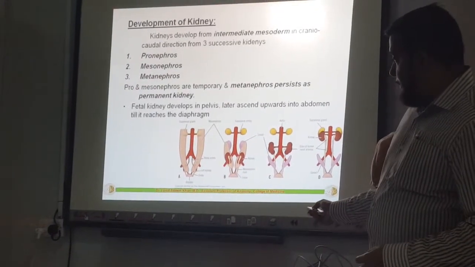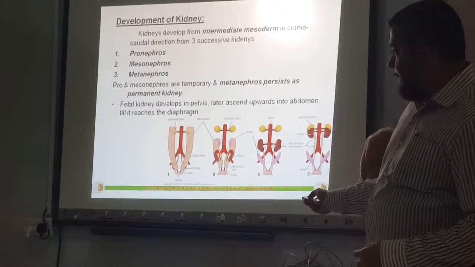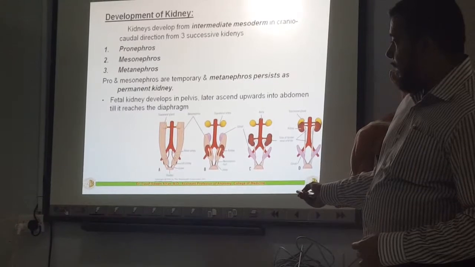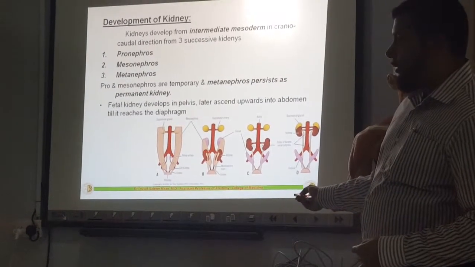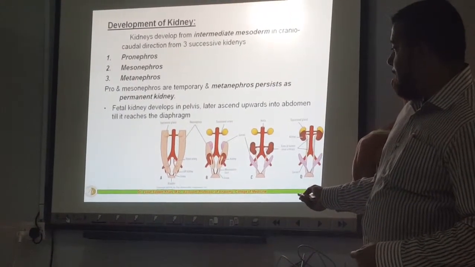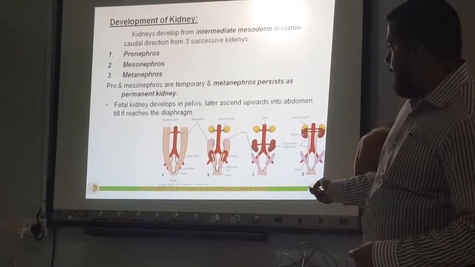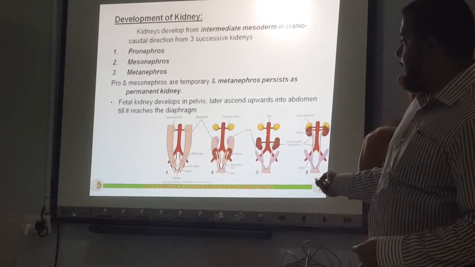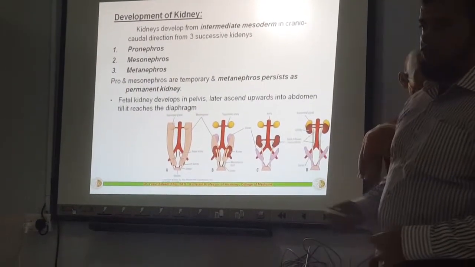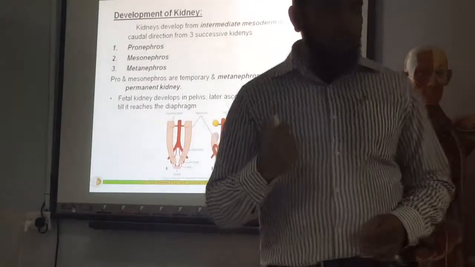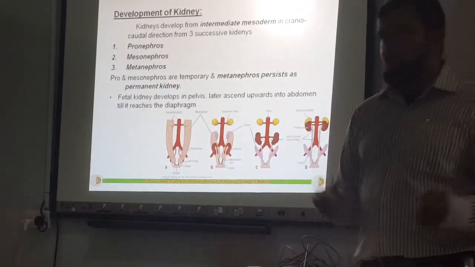Whenever the kidney goes upwards, it develops a new artery and gets supplied by it. Then when it ascends further, this one degenerates and a new artery is formed. Again, when it ascends upwards, this will degenerate and a new artery is formed. This is typical for the kidney; otherwise, usually it will not change.